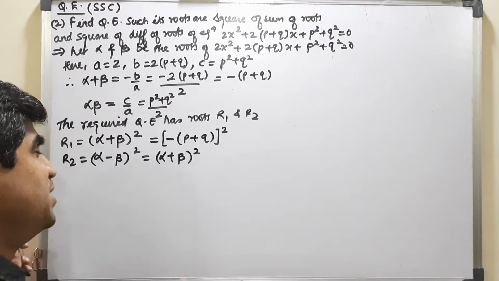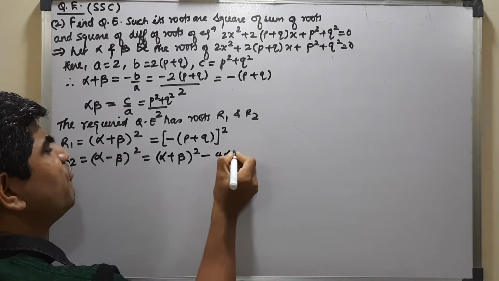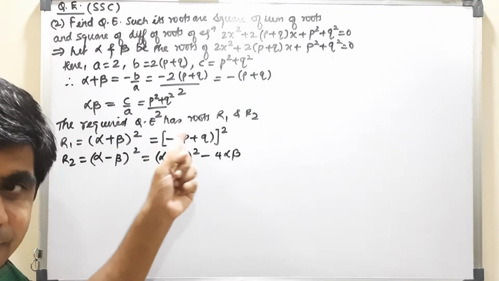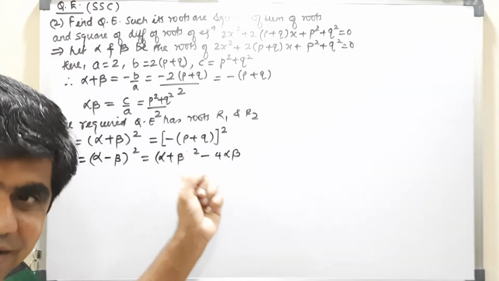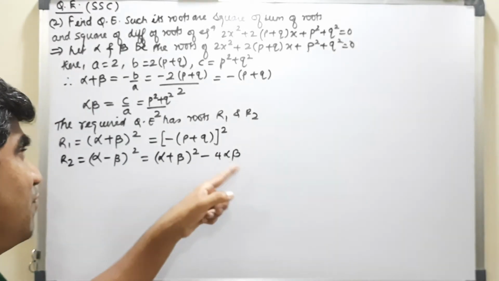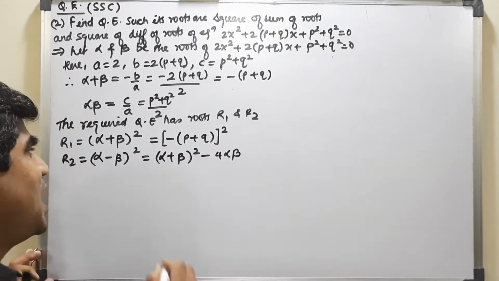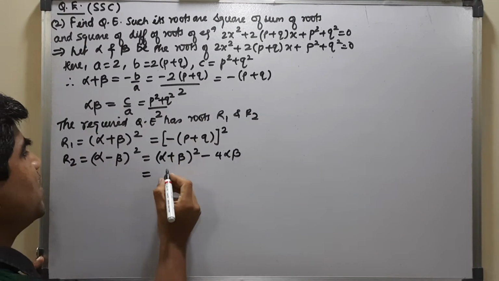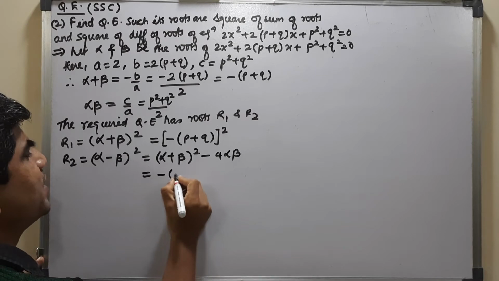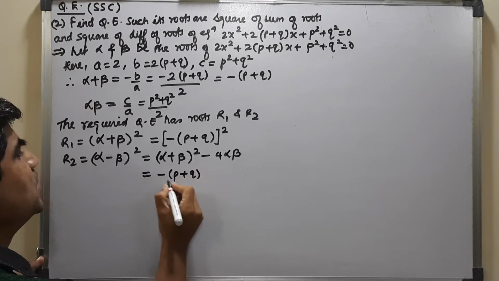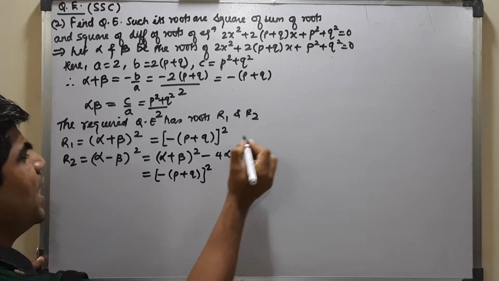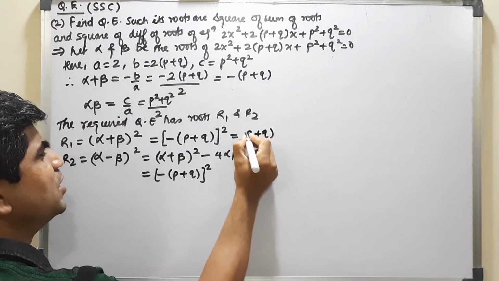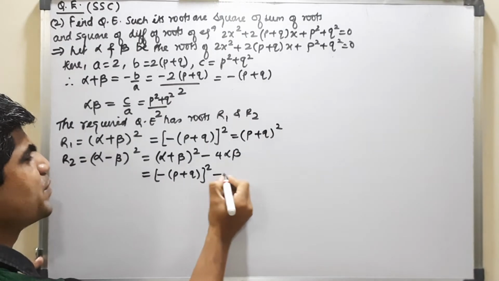Means from this, if I subtract 4 alpha beta, I will get alpha square plus beta square plus 2 alpha beta minus 4 alpha beta, that is equal to minus 2 alpha beta, which is this formula. And this alpha plus beta you have over here, and that is minus (p plus q) the whole square. I could write it here also, and this negative sign goes, so it is (p plus q) the whole square. I will see whether it is required to expand it or not.